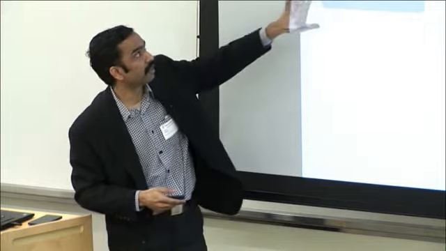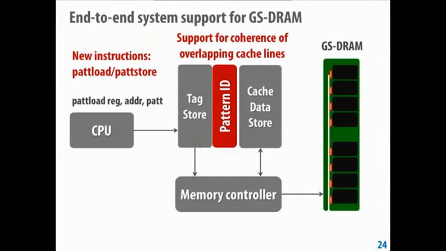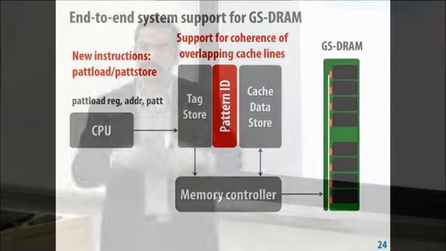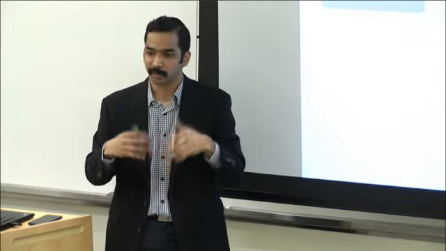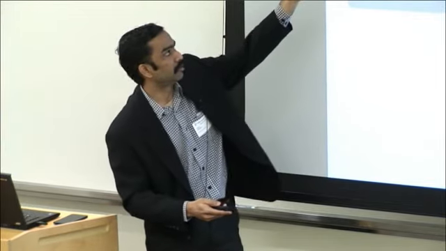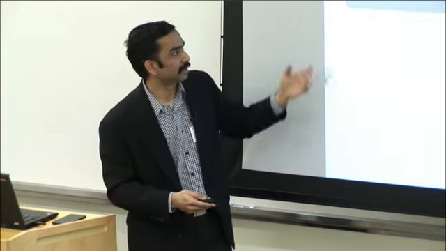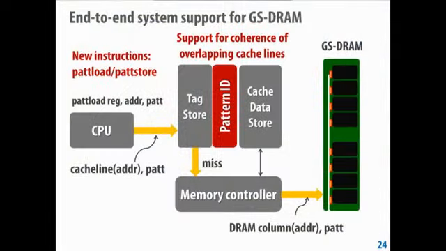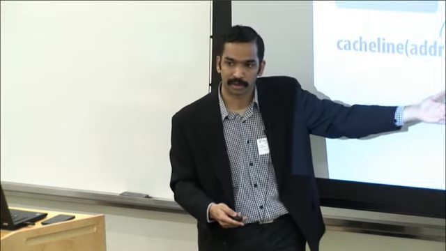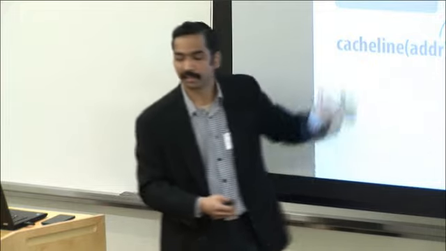From the CPU side, we add two new instructions called pat load and pat store, which are a way for the application to specify a strided access pattern to the processor. The pat load is similar to a load instruction. In addition to the register and the address, it also specifies the pattern ID with which the cache line has to be fetched. The CPU checks the on-chip cache to see if this cache line with that pattern is present. If it is not present, the request is sent to the memory controller. The memory controller uses that pattern to fetch the data from DRAM and send the result back to the processor.